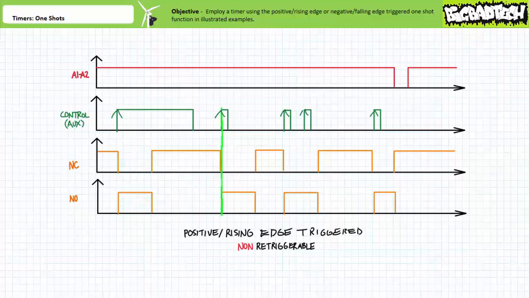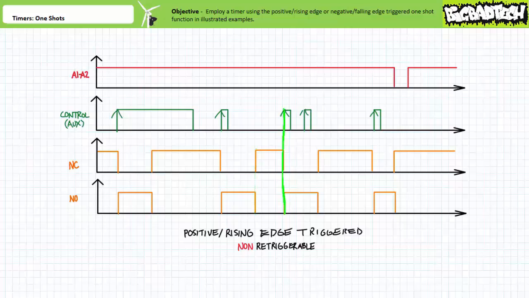Again, given the controlling input experiences a positive edge-triggered event here, the timer executes the one-shot function for a period t. The associated contacts temporarily assume the opposite activated state. After the one-shot period is elapsed, the associated contacts return to their deactivated state. Note the triggering input was a brief pulse, but the timer still triggered only on the positive edge. Oftentimes, manufacturers specify certain minimum triggering times.